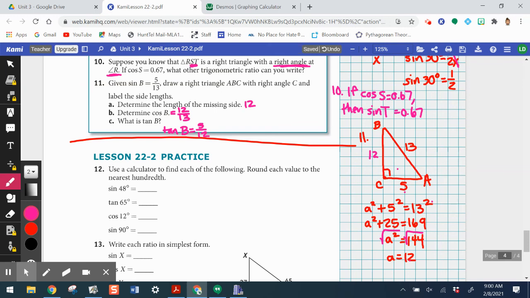So that is the end of lesson 22-2. As always, complete the practice and go back and reevaluate your learning targets. Hopefully, we're feeling somewhat comfortable with these new trig ratios.